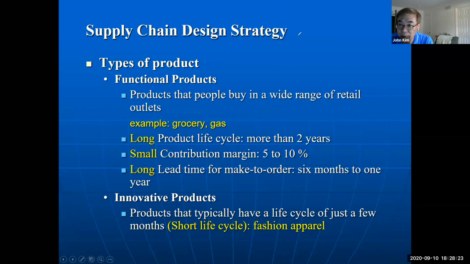The product life cycle looks like this. There are 4 phases: introduction, growth, maturity, and decline. The life cycle for this functional product is long, more than 2 years.